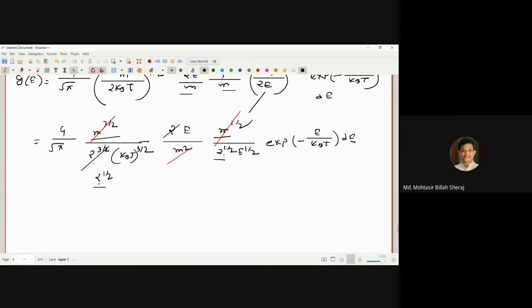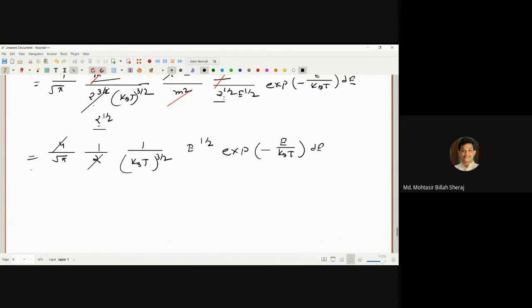Yes, 2 to the power half and 2 to the power half, we will get a 2. So 4 by root pi, 1 by kBT whole to the power 3 by 2, E to the power half, e to the power minus E by kBT dE. Now it's done. 2 and 4 cancel out: 2 by root pi, 1 by kBT whole to the power 3 by 2, E to the power half, exponential minus E by kBT. We do not need dE here since we are working with g(E) only.